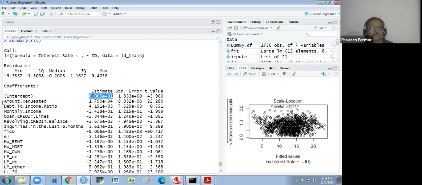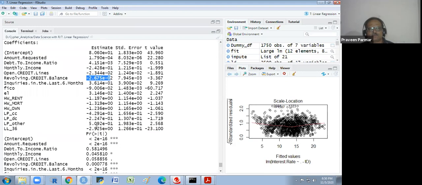And this amount requested is our X1, and its beta 1 is this. And this is beta 2. This one is beta 3, beta 4, beta 5. In this way, we are getting this. Got it?